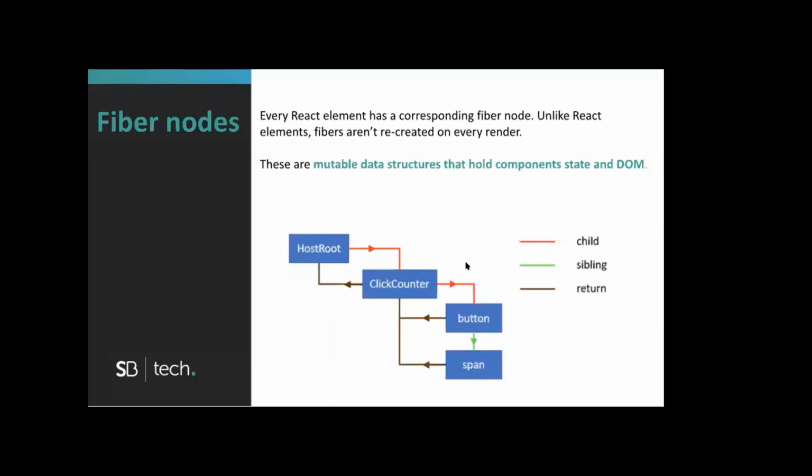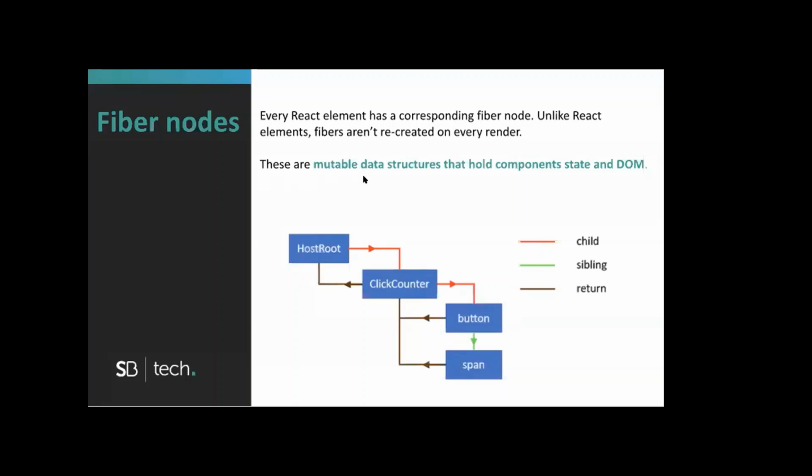So as we have seen, every React element has corresponding Fiber nodes. Unlike React elements, Fibers aren't recreated on every re-render. As we have seen, from the render method, React will return a data structure, and Fiber will add the nodes. So this will not happen on each and every re-render. This will happen only once. After that, when subsequent changes happen, then the Fiber will be recreated. Otherwise, it will not be recreated on each and every re-render.